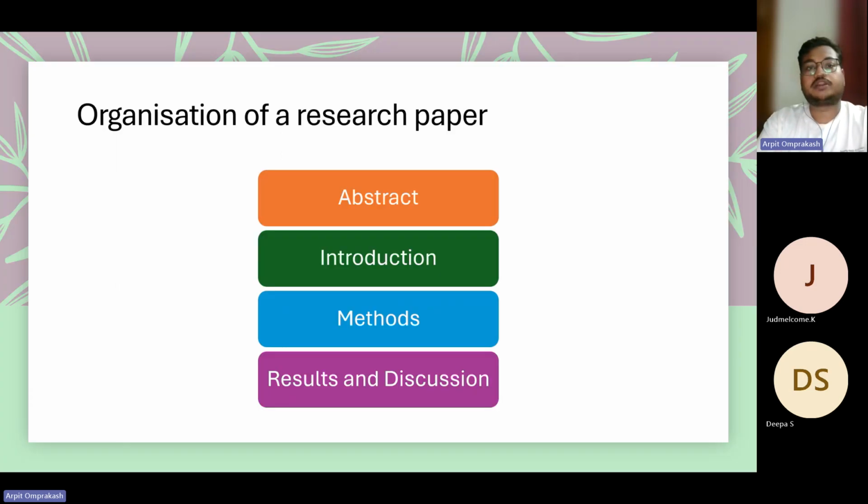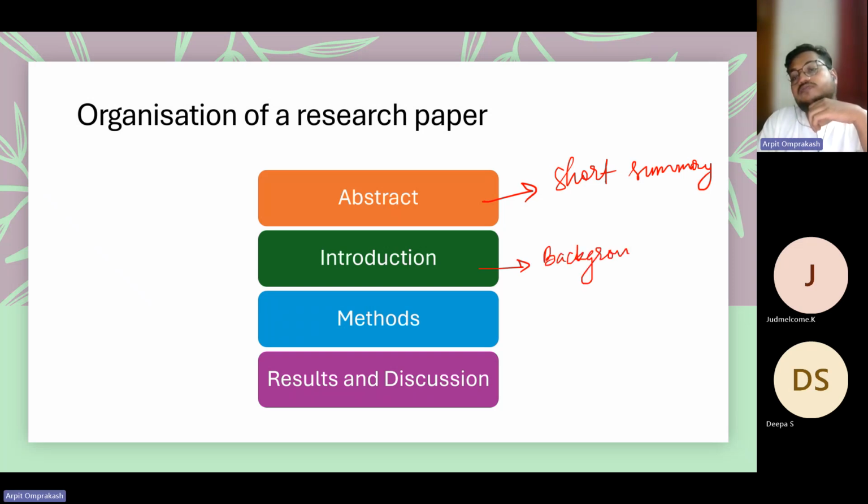and summarizing the broad ideas of the paper. Right. So this is how a research paper is generally organized. First, we have the abstract, which is a short summary of the work. Then we have the introduction, which provides the background of what they are looking at, why it is important, where it fits in the larger scheme of things, and so on.